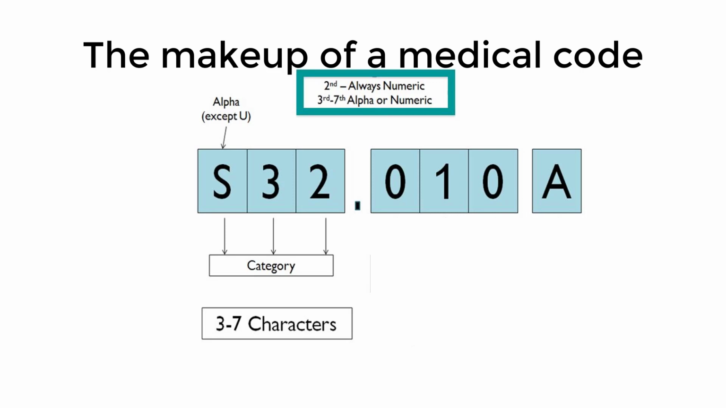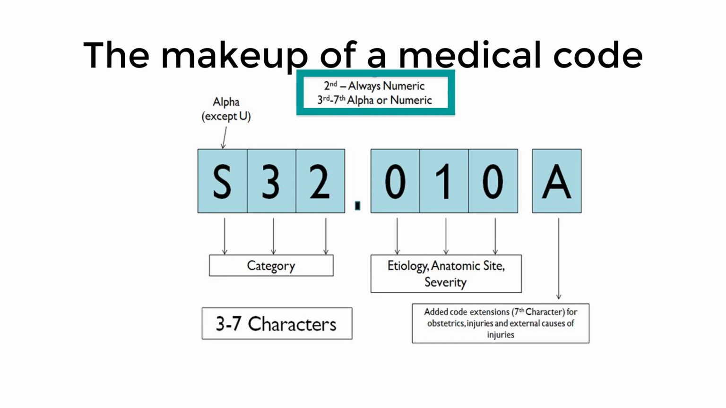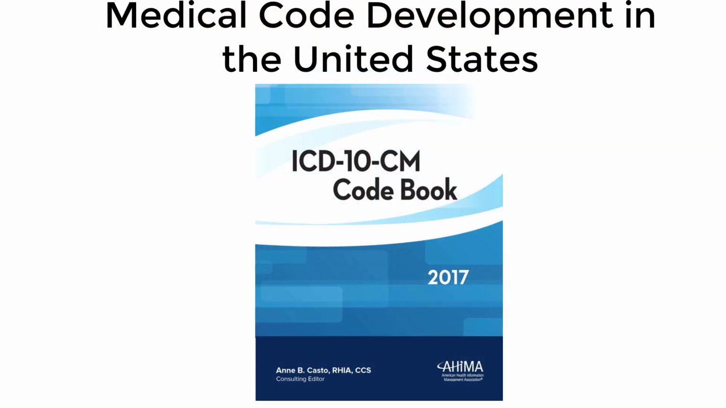These usually match up to a body system. The 4th character references the etiology of the disease. The 5th character is the anatomic site, and the 6th character is the severity and laterality. The 7th character is called an extension code, which is dealing with classifications of special injuries and external causes of injuries.